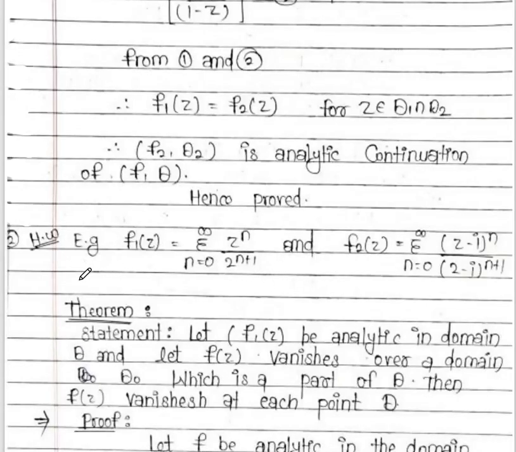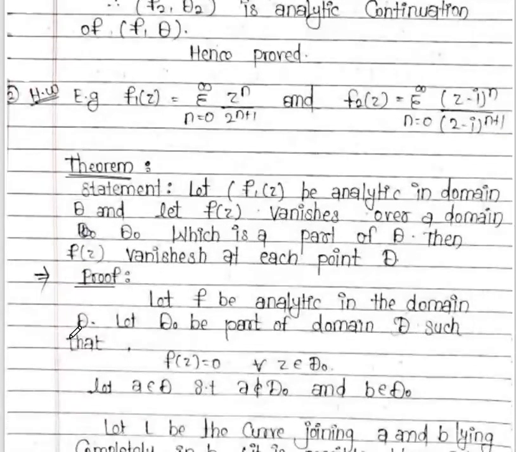So the second problem is f1 of z equal to summation n equal to 0 to infinity z to the power n upon 2 to the power n plus 1, and f2 of z equal to summation n equal to 0 to infinity (z minus i) to the power n upon (2 minus i) to the power n plus 1. So this example is similar to example number 1. If you try to solve this problem, you can easily get the solution. Now we will see the next theorem.